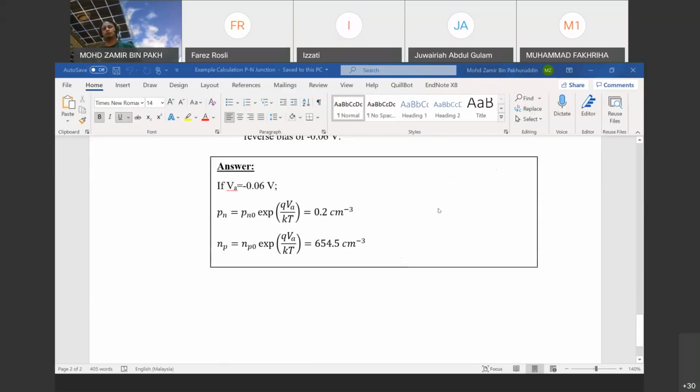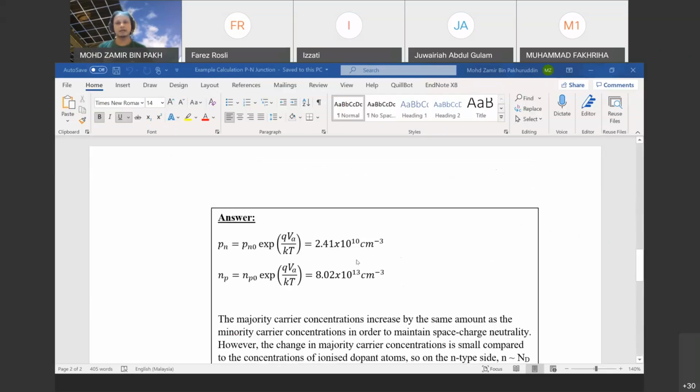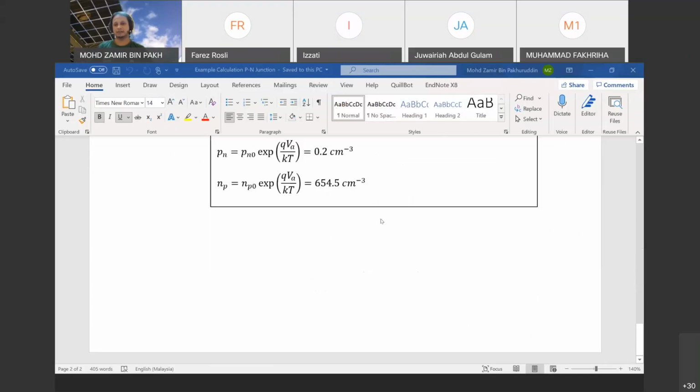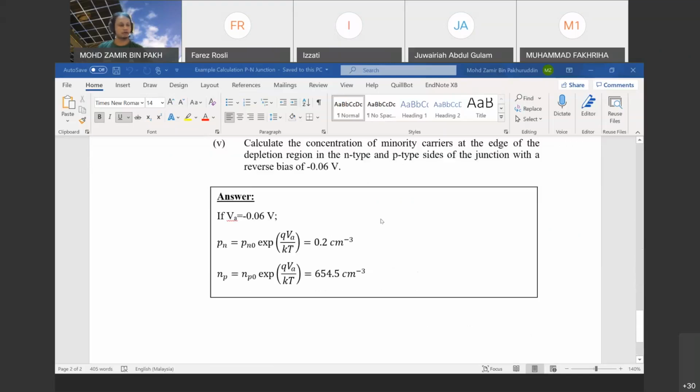Some students last time did the calculation but didn't cross-check with the principle behind it. Forward bias, this much. Reverse bias, this much. Does it make sense, in terms of the magnitude? If you do forward bias, you end up with 10 to the 10, 10 to the 13, because carriers are crossing again. The effective barrier height is now reduced, so the carriers can diffuse to both sides, to the opposite side.